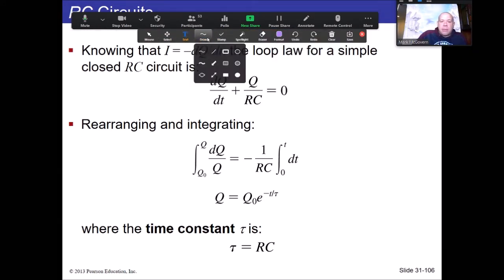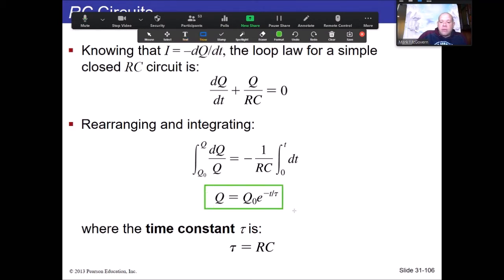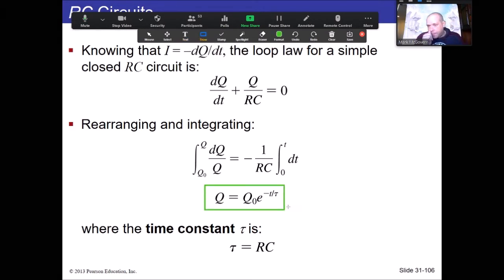Now, let's explain a little bit about what's going on here. This is, at its core, exponential decay. So the capacitor doesn't discharge instantaneously. It discharges as exponential decay. And the time constant is very interesting for us because the time constant is basically a measure of the rate of the exponential decay.